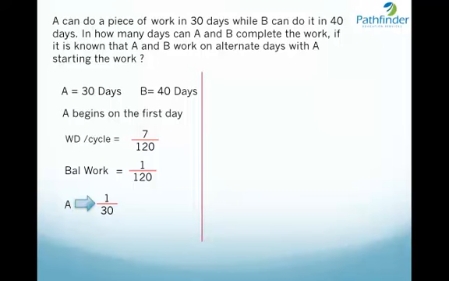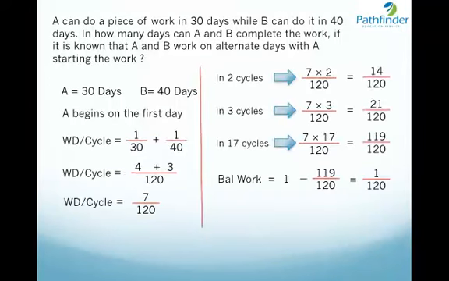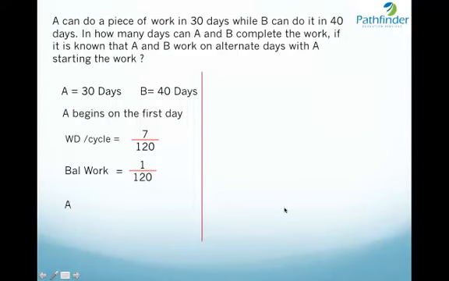We say A can do 1 by 30th of the work because at the end of the 17th cycle, only 1 by 120th work is remaining. And who will work on the first day of the 18th cycle? It should be A. So A can do 1 by 30th fraction of the work on the first day of the 18th cycle. And therefore, this is the work done by A in one day.